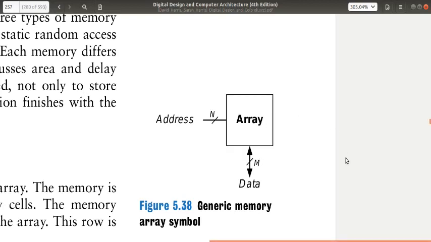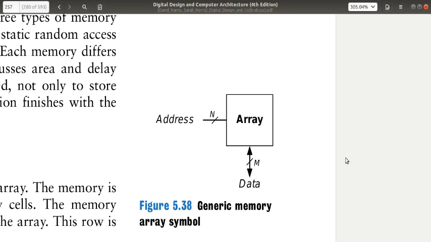Hello. In the previous lecture, we talked about the memory hierarchy and the broad classification of memory and the performance analysis of memories, the concept of hit rate, miss rate, and things like that. Now we move on to specific concepts of memory: how they are built, how they are used, things like that.